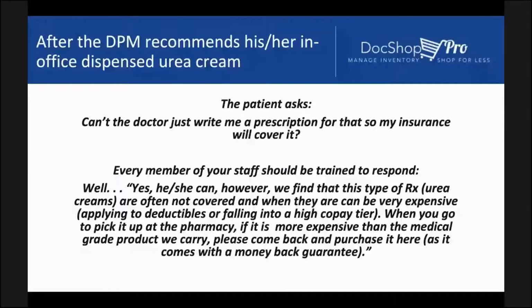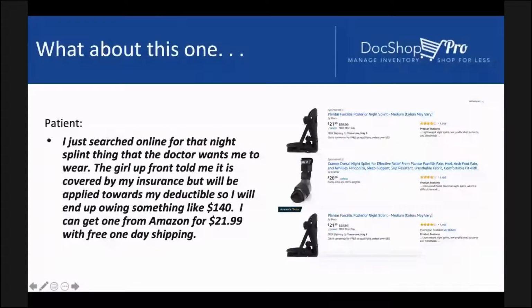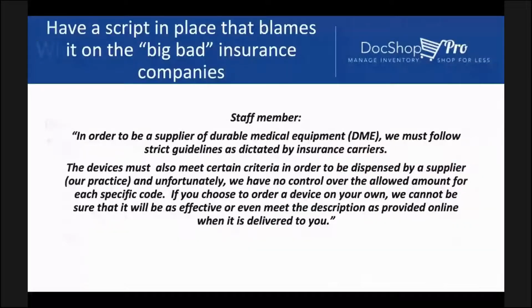And what about this one? The patient says, I just searched online for that night splint thing that the doctor wants me to wear. The girl up front told me it's covered by my insurance, but will be applied towards my deductible. So I'll end up owing something like $140. I can get one from Amazon for $21.99 with free one-day shipping. That's pretty tough to argue with, I would say, but I suggest having a script in place that blames it on the big bad insurance companies whenever possible.